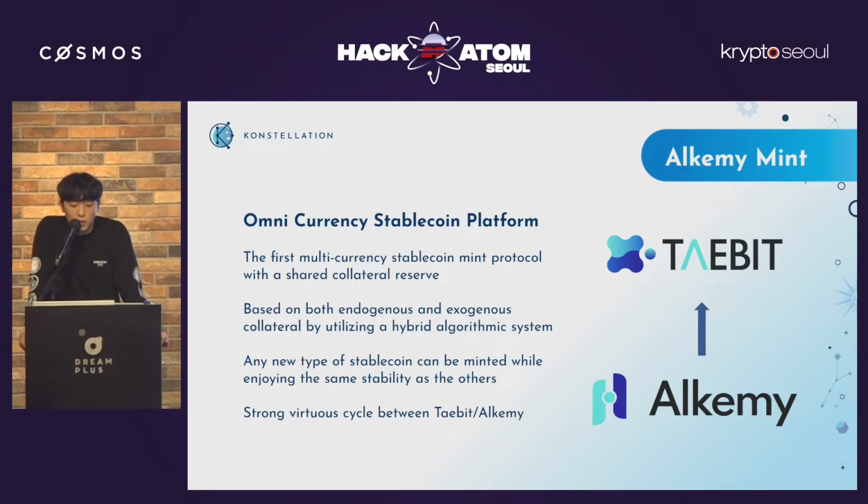I also have to make a note here that there is a strong virtuous cycle between Tabit and Archimedes. To become a useful stablecoin, there should be large enough demand for the stablecoin. In our case, Tabit is the first significant use case of multi-currency of Archimedes, and Tabit users can trade with their own local currency stablecoins.